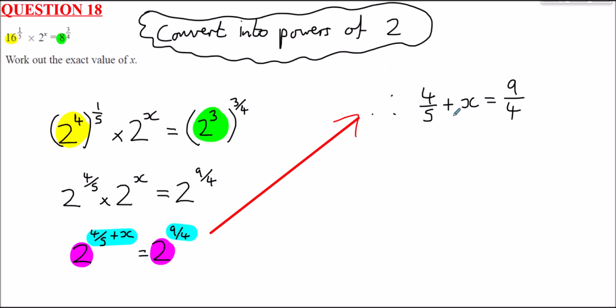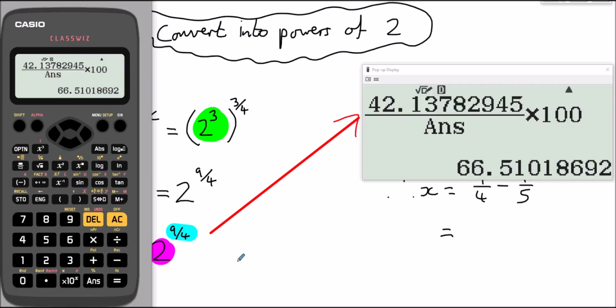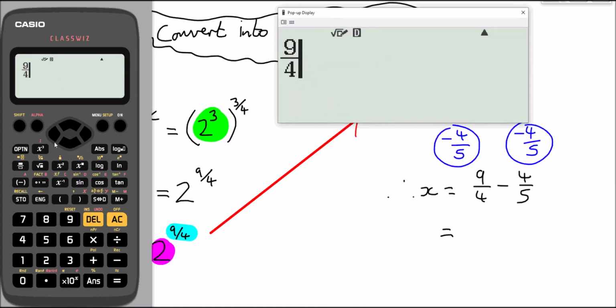I can then rearrange this. I can take 4/5 from both sides to get x on its own. So then therefore x is going to be 9/4 minus 4/5, which we can just do with a calculator now if we want to. Do it without a calculator if you really want to. I wouldn't recommend that if it's a calculator paper, like this one is.